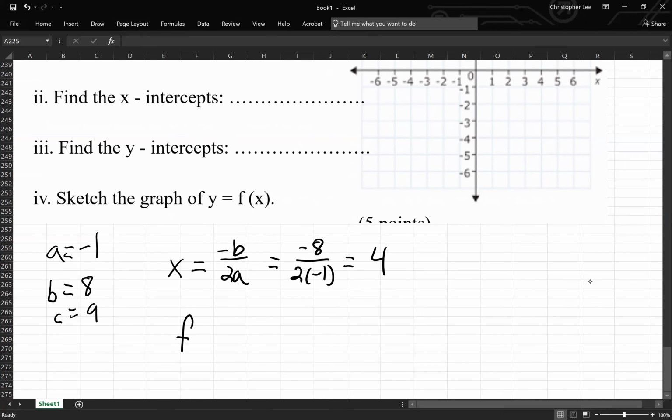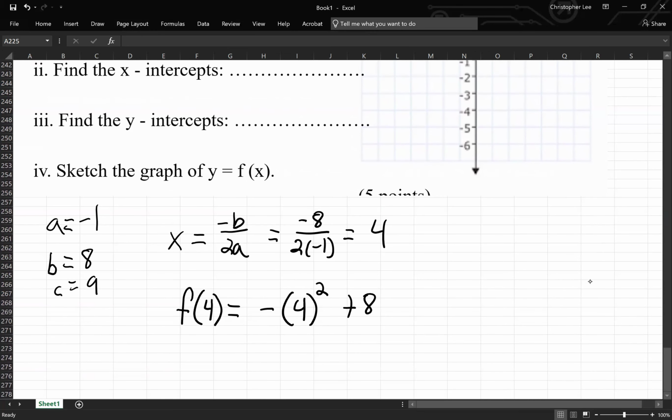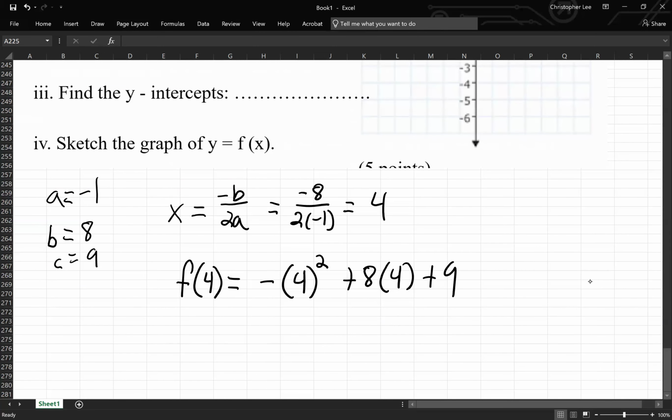Just plug it in. This is going to become f of 4, right? Which is equal to -4 squared plus 8 times 4, and plus 9. Okay. After you have this, just do the math on it.